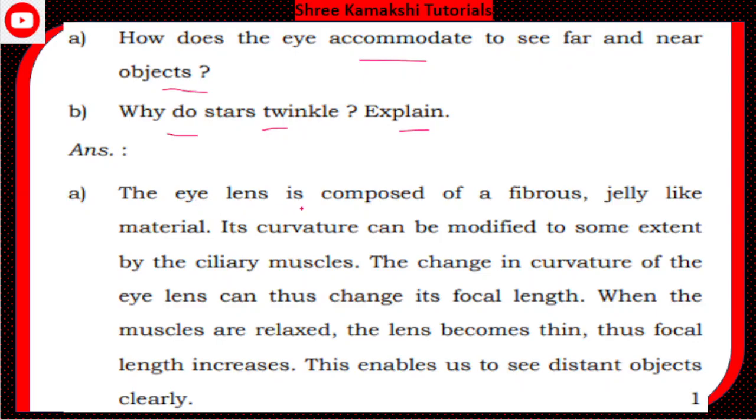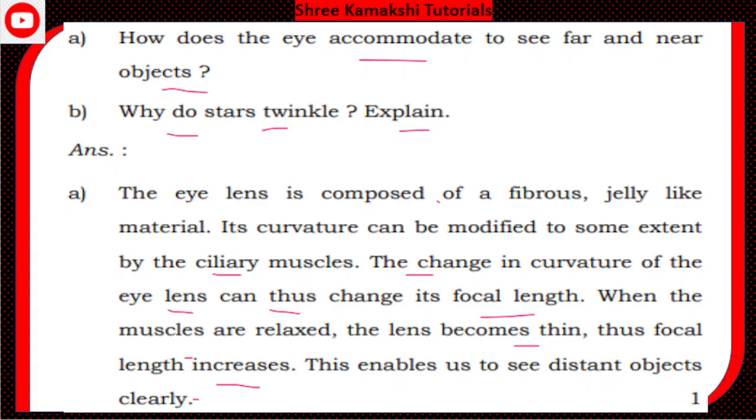The eye lens is composed of fibrous jelly-like material. Its curvature can be modified to some extent by the ciliary muscles. The change in curvature of the eye lens can thus change its focal length. When the muscles are relaxed, the lens becomes thin. Thus, focal length increases. This enables us to see distant objects clearly. Understand that?